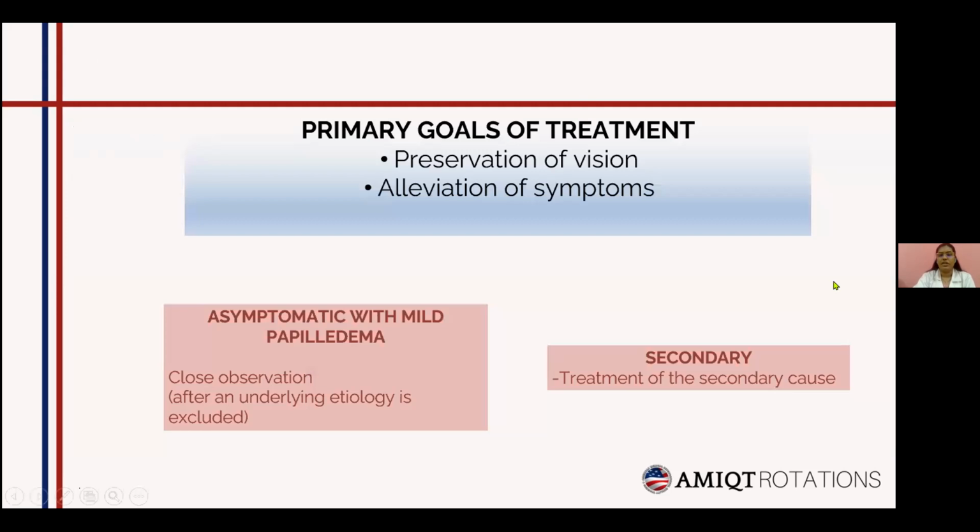The primary goal of our treatment is preservation of the vision and alleviation of the symptoms. If a patient is mostly asymptomatic or has very mild papilledema, we can closely observe them, doing frequent follow-ups and serial ophthalmological evaluations after excluding any underlying etiology. If during any of this evaluation we find a secondary cause, we need to treat it.